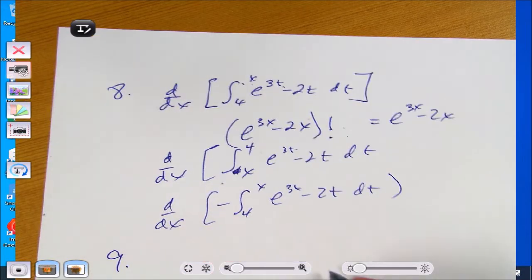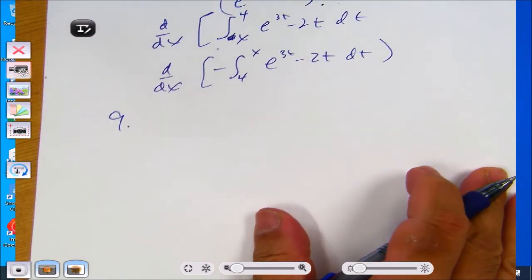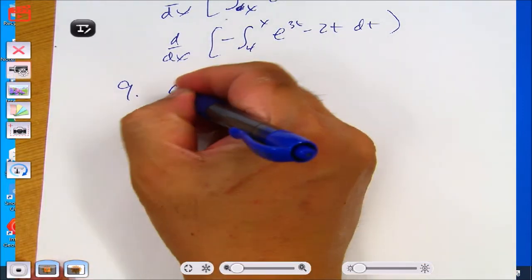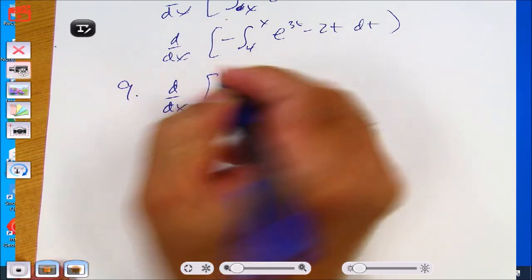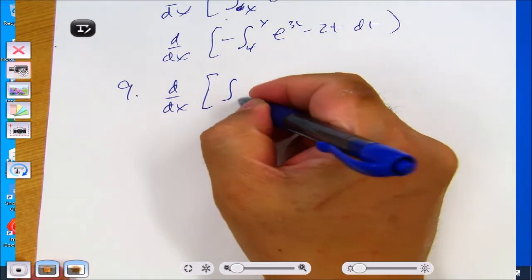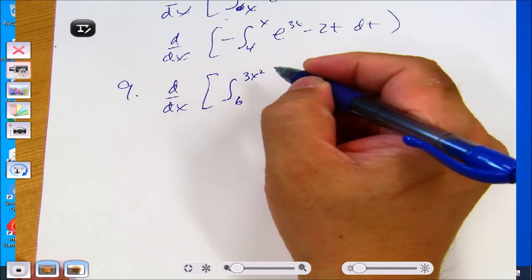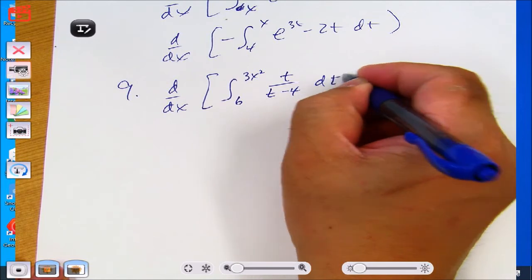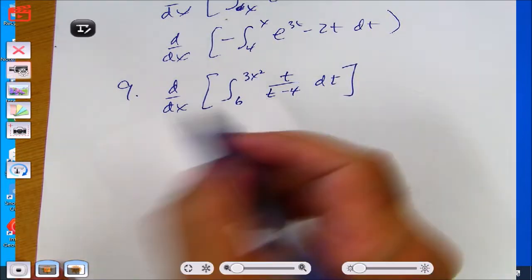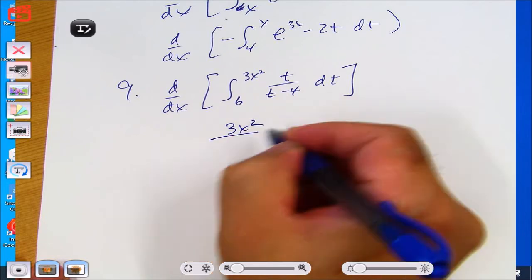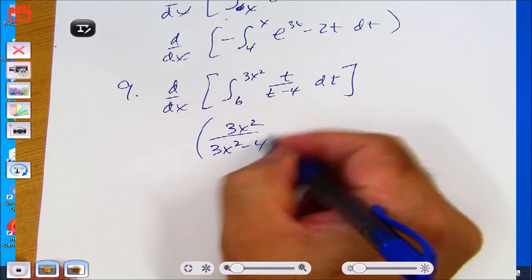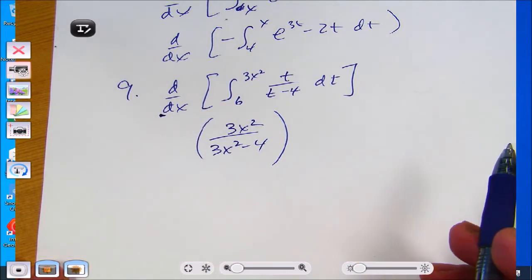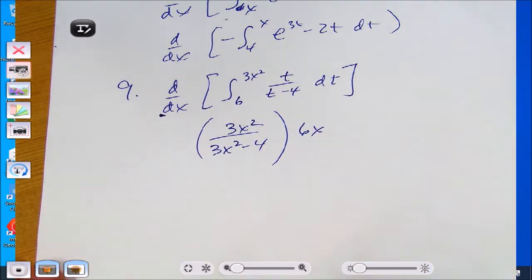Alright, number 9. It's 6 to 3x squared. Do you start by doing the same thing? Yes, I believe so. Alright, so I'm going to plug in the 3x squared. So it's 3x squared minus 4 times, because it's the derivative of an integral, 6x.